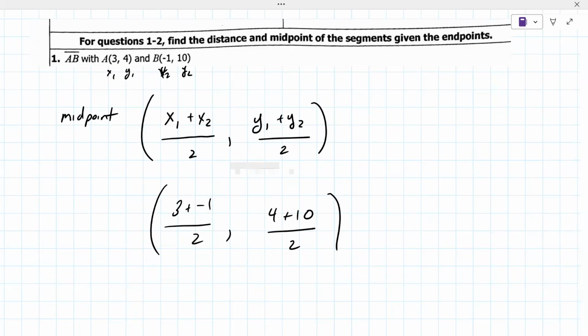So let's see. 1 and 7. Wait. Yes, good. This is correct. Totally correct.